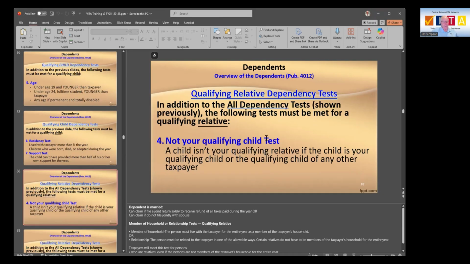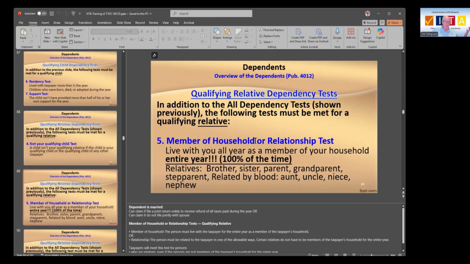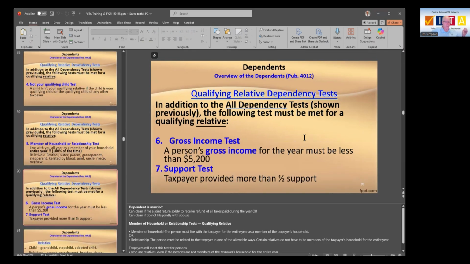Qualifying relative, the first test is they can't be your qualifying child. You've got to first go through those tests, okay? Member of household or relationship test, right? Remember, the relatives are kind of expanded here. Related by blood. I showed you how they were expanded in the 4012. Or they don't really have to be your relative if they lived with you the entire year. So those are those kinds of tests.